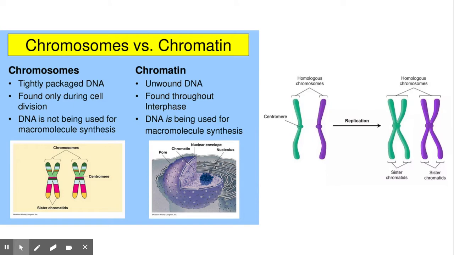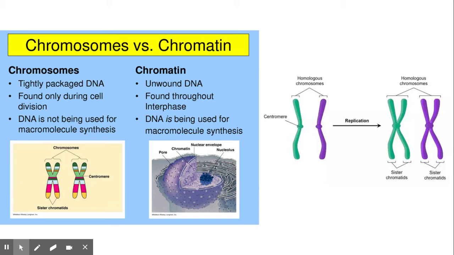Remember we talked about chromatin and chromosomes. Chromatin is our unwound DNA that's found throughout the cell's interphase. The reason it's unwound in a spaghetti-like structure is because during that time it is being used for protein synthesis and going through DNA replication, so we need it to be loose so that it can go through those two major functions.